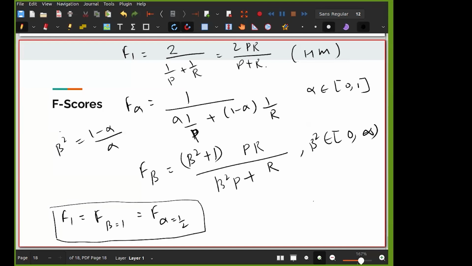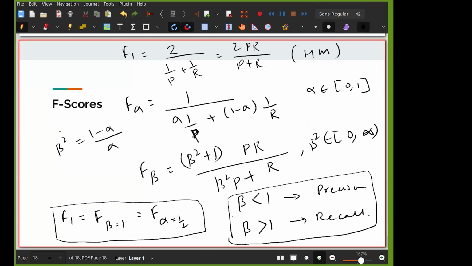And even in terms of F beta, if beta is less than 1, then we give more emphasis to precision. If beta is greater than 1, then we give more emphasis to recall. Okay. By the way, all this stuff which I'm discussing in this slide, you can also find in Christopher Manning's NLP book.